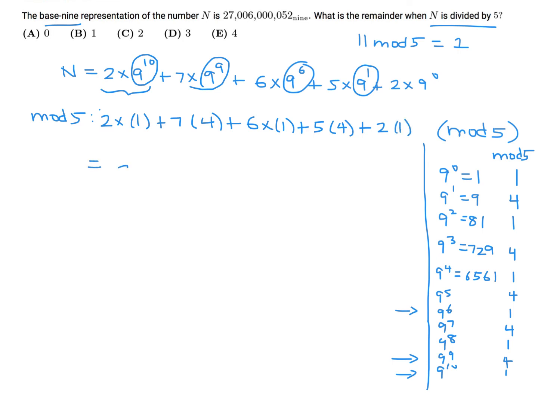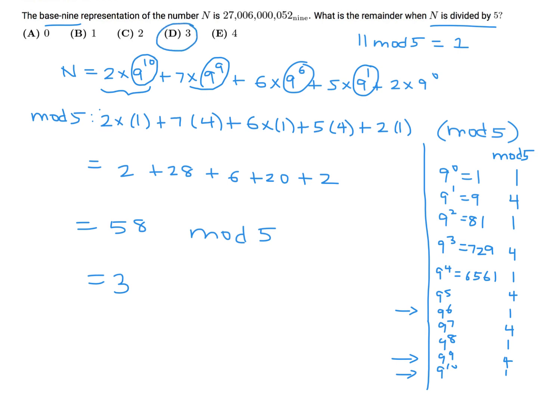And this is it. So this gives me 2 plus 28 plus 6 plus 20 plus 2. Add all these and you get 58. And then you have to do the mod 5 once more. 58 mod 5, the remainder would be 3. And that is the answer to this question. And therefore, that would make it choice D for number 10.